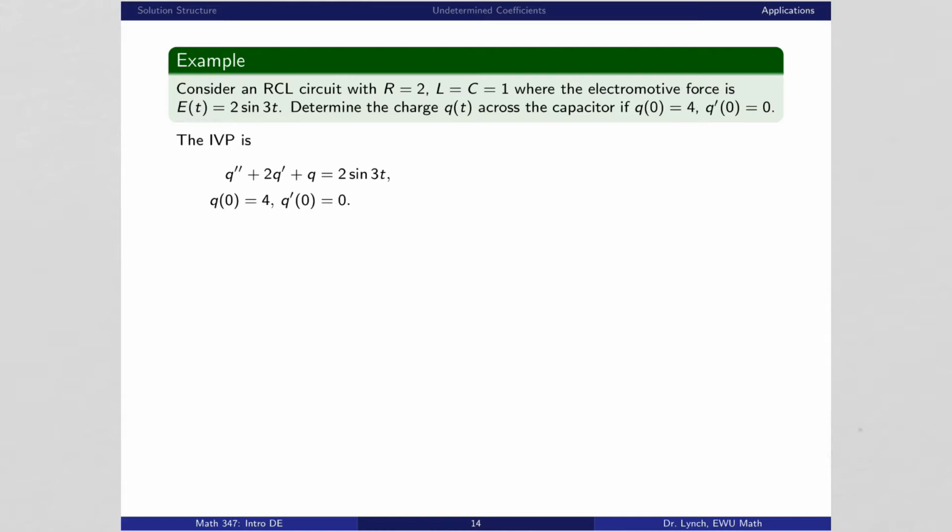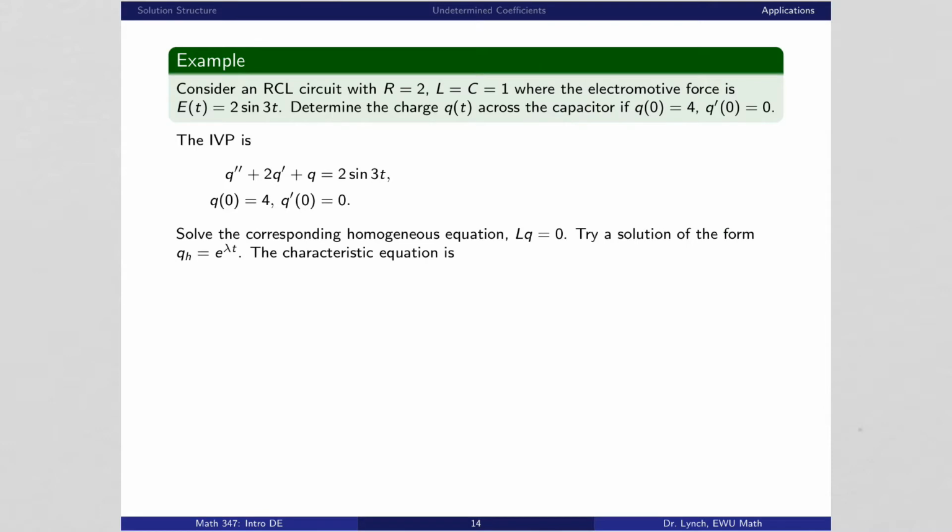For a non-homogeneous initial value problem, the first thing we have to do is find a solution to the corresponding homogeneous equation. So let's solve the corresponding homogeneous equation, LQ equals 0. And here we're thinking again of LQ being this differential operator, Q double prime plus 2Q prime plus Q, and we'll solve that corresponding homogeneous equation first.